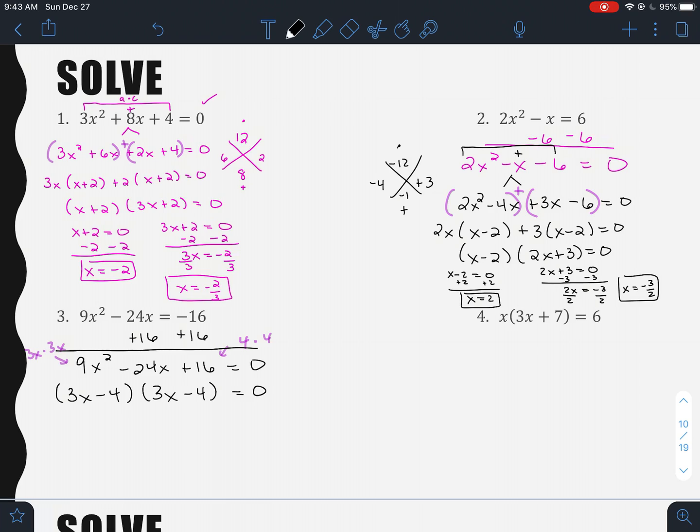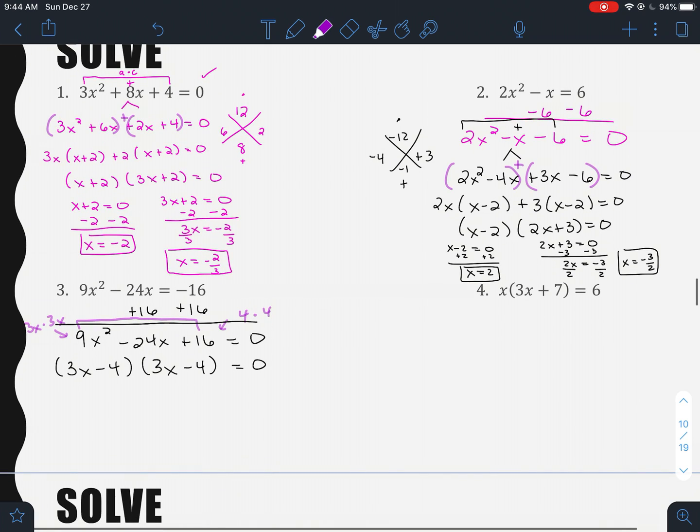3x times 3x is 9x squared. 3x times negative 4 is negative 12x. Negative 4 times 3x is negative 12x. And when I combine those, I get negative 24x. So that worked. Or we could do the a times the c and then break up the middle term just like we did before. And we'd end up with 3x minus 4 and 3x minus 4.